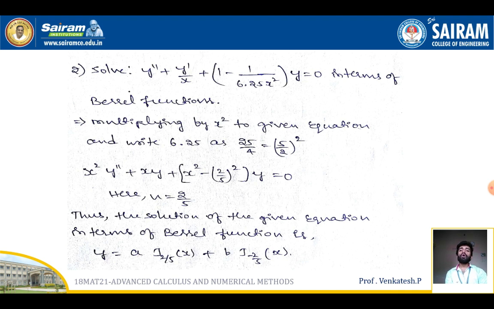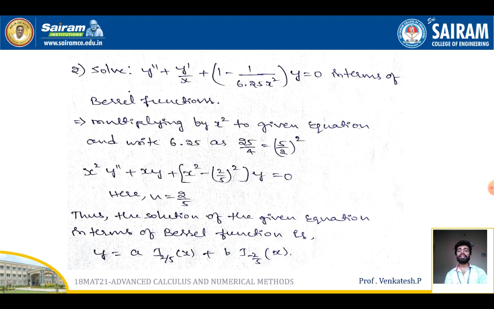So next is solve y double dash plus y dash by x plus 1 minus 1 by 6.25 x square into y is equal to 0 in terms of Bessel equation. The first thing is convert the given equation in terms of Bessel differential equation, that is x square y double dash plus xy dash plus x square minus n square into y is equal to 0. To get that equation, I am going to multiply the entire equation with x square. Rewriting the value 6.25 as 25 by 4, it will be equal to 5 by 2 whole square.